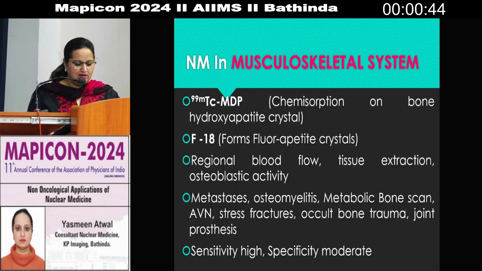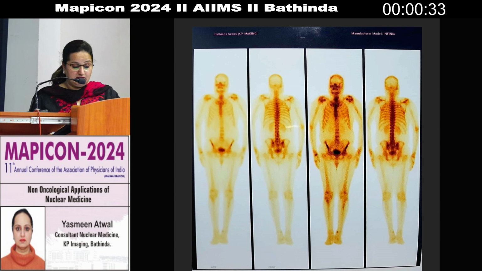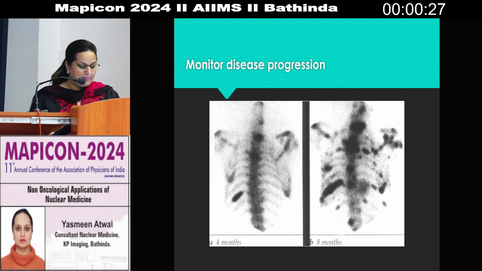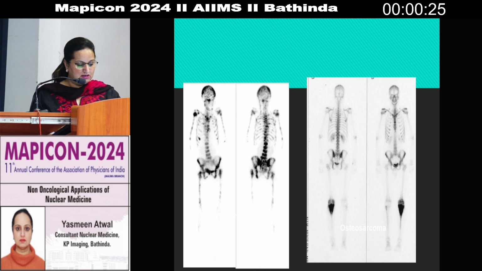And we have a role in the musculoskeletal system. Like I told, MDP, here PET also plays a role with F18. And this is a normal bone scan. This is a bone scan with extensive metastasis, left side. We call it a super scan. It has axial and appendicular, all metastasis is there.